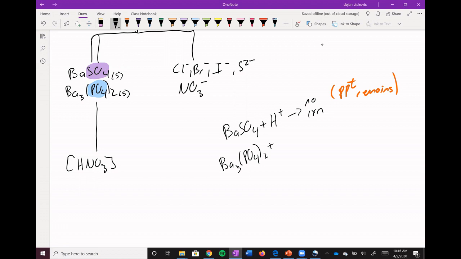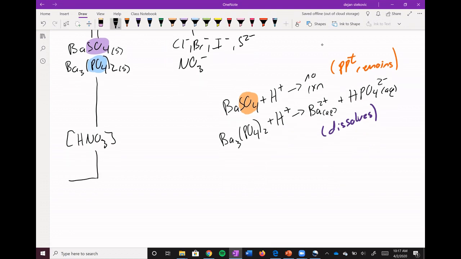So if you have barium phosphate and you add some H+ to it, it will actually dissolve back into barium 2+ and HPO4 2-, right? Think about the acid-base chemistry going there. So this dissolves then. So if you have solid remaining, that means your sulfate was there.